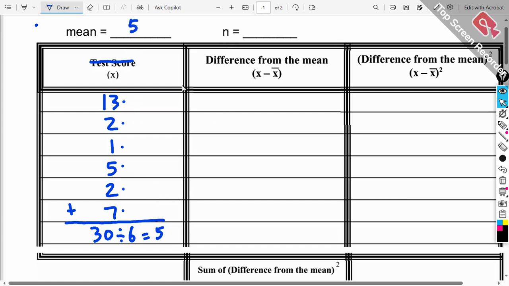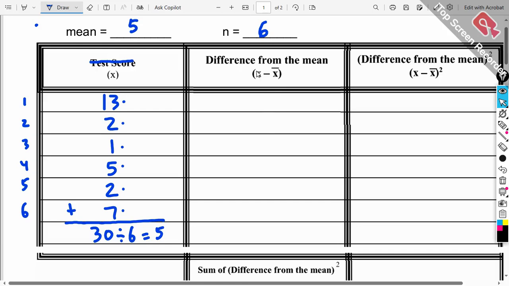And n is just how many numbers or how many data points there are. We counted 6, so n is going to be 6. 1, 2, 3, 4, 5, 6. So that's why n equals 6, because there are 6 numbers.